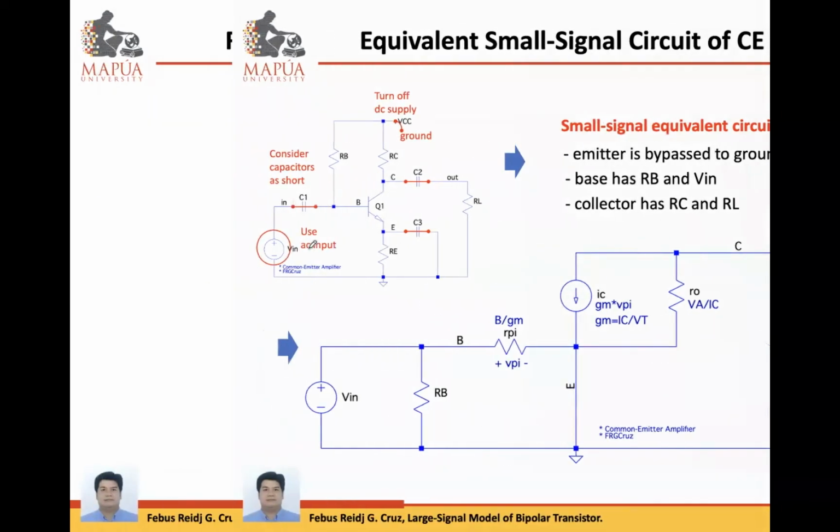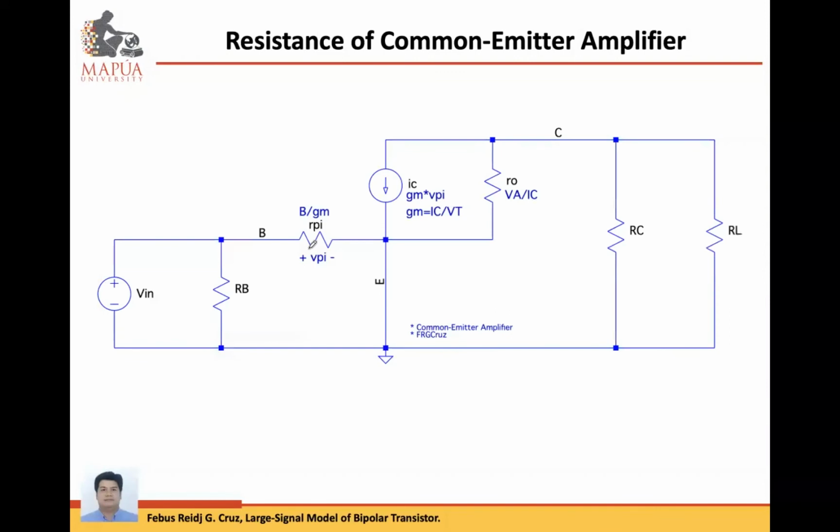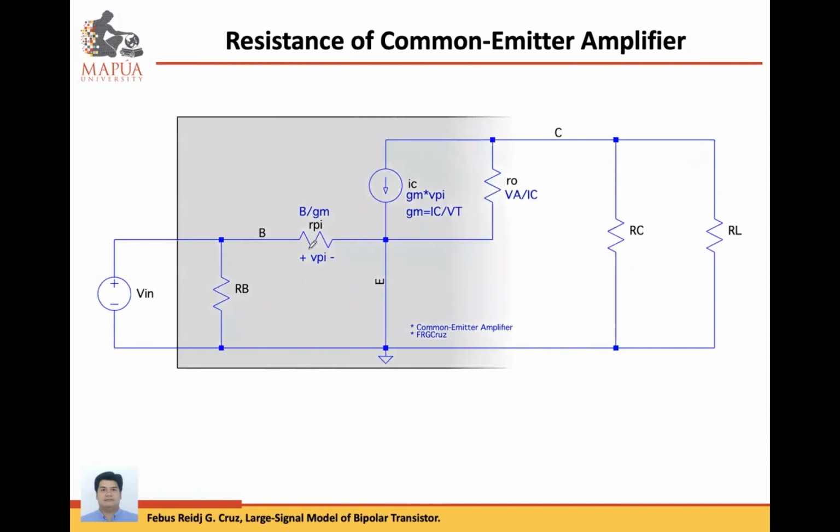Okay, and then after getting the equivalent circuit, we can now determine the equivalent resistance. Alright, so let's say determine the input and output resistances of common-emitter amplifier. So from the equivalent circuit, starting from this point, nandito yung input node, no?